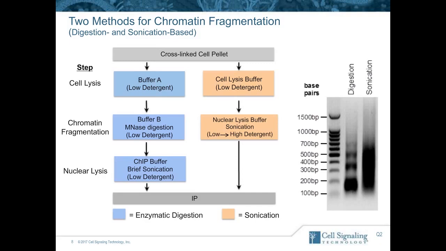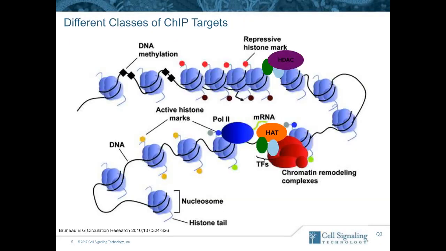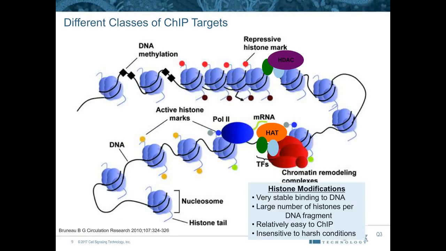And this is important because there are different classes of protein targets that behave differently in the ChIP assay. So there's histones, which are very stably bound to DNA, and there's a large number of histones per DNA fragment. These proteins are thus relatively easy to ChIP, and they're insensitive to harsh conditions such as high detergent and heat that's created in the sonication protocol.